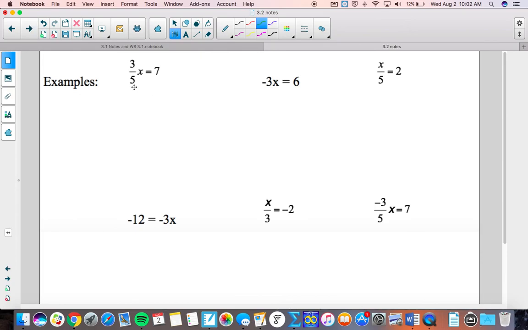Let's give these a shot. So here, x is on the left. It's being multiplied by a fraction.